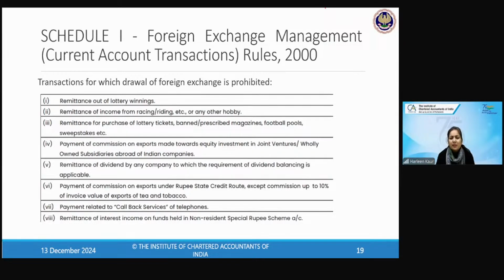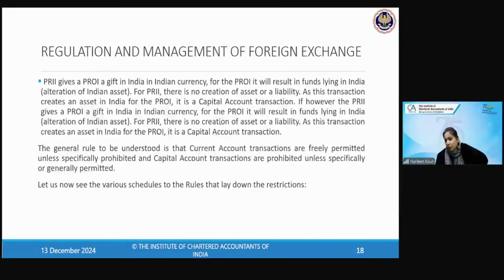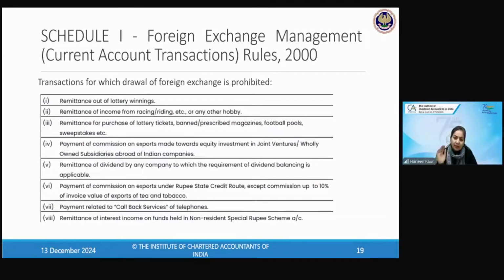Swati, that example simply tries to tell you where you are trying to alter any of the capital assets, inside India or outside India, where any alteration of the asset is happening, either it is increasing or decreasing, or a liability is created. It is a capital account transaction. Anything that you're doing in the ordinary course of business, like import and export of things, importing machinery and making the payment for that, is a current account transaction.